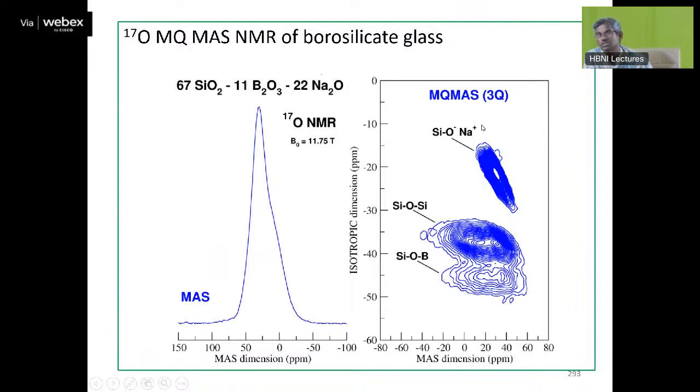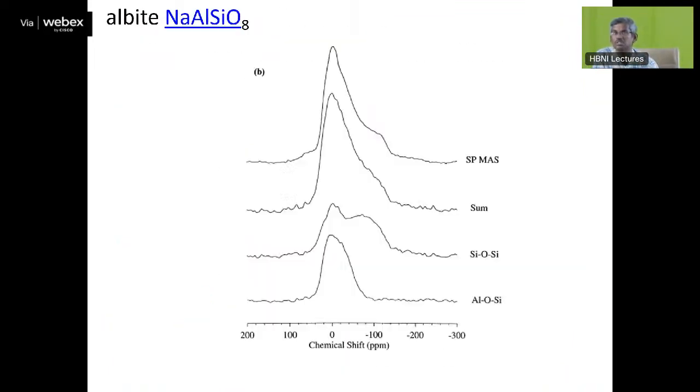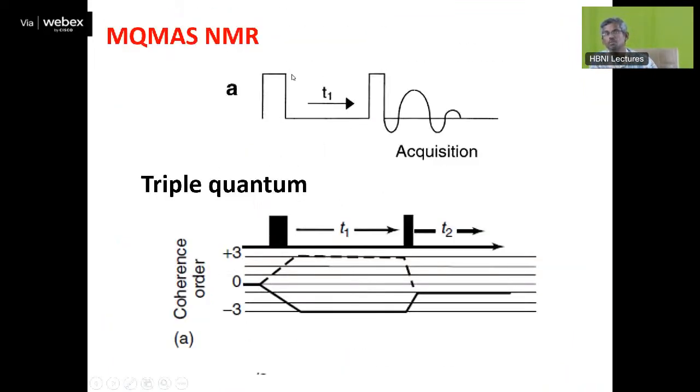Whereas by doing MQ MAS, applying high power pulses and then plotting the MQ MAS NMR, two axes are there. One is the MAS dimension, which is the normal dimension. The other is the isotropic dimension, due to the triple quantum transition. Because you are applying a two-pulse sequence. If you apply a very strong pulse, in this region the triple quantum coherence of the spins evolves, and this can be monitored indirectly in this time window.